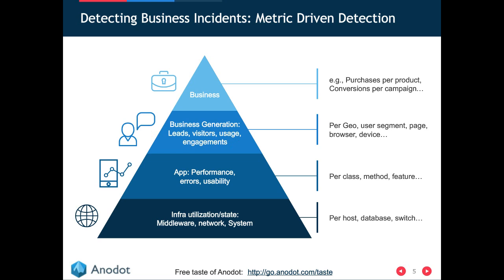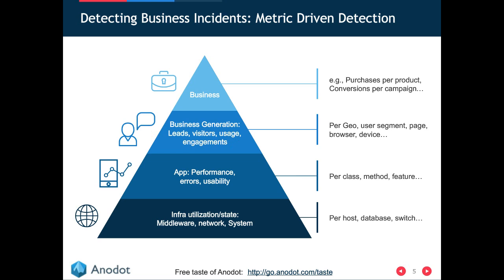And of course, there are IT measures like infrastructure utilization, middleware utilization, network, system, and you measure those per host, per database, per switch. So all of those help you detect whether there are business incidents and how they're affecting the business, and it's all metric driven. So this is not new, and now the question is how do people do it today?